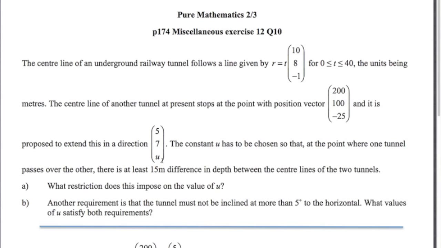We have to choose the value of u so that when the tunnels cross over each other, there's 15 meters difference in depth between the center lines of the tunnels. So we need to find the value of u that's going to make that happen. And secondly, the second tunnel, this one here, 5, 7, u, must not be inclined at more than 5 degrees. What additional restrictions does this impose? And so what's the value of u that satisfies both these requirements?